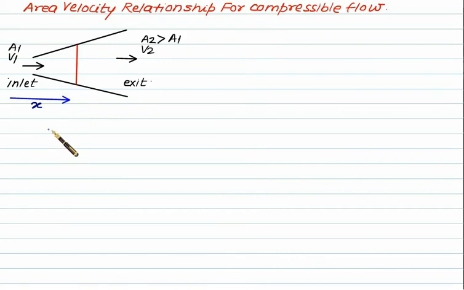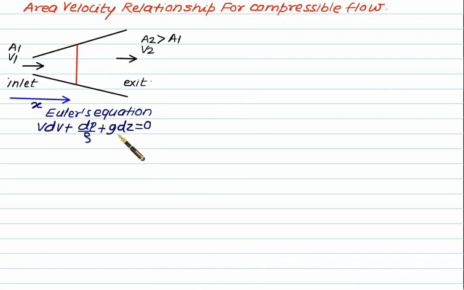So let's first apply the Euler equation. This time we will use two equations: one is the Euler equation and the second is the continuity equation, that is the law of conservation of mass. According to the Euler equation, we have V dV plus dP by rho plus g dz equal to 0. This time the duct is horizontal, so changes in potential energy are neglected, and we get V dV plus dP by rho equal to 0. This is the Euler equation.